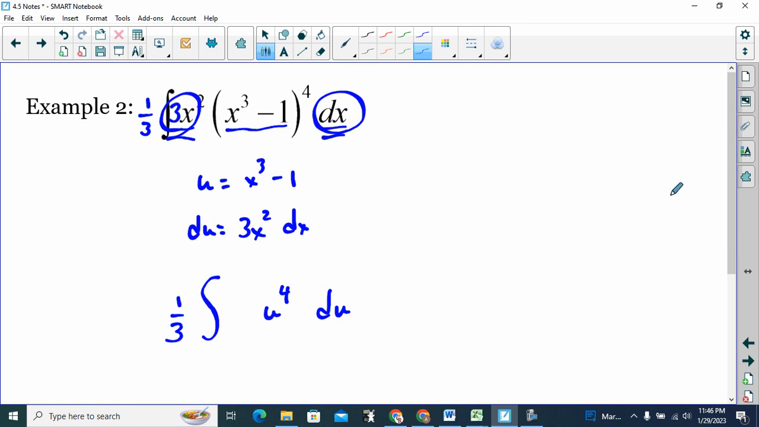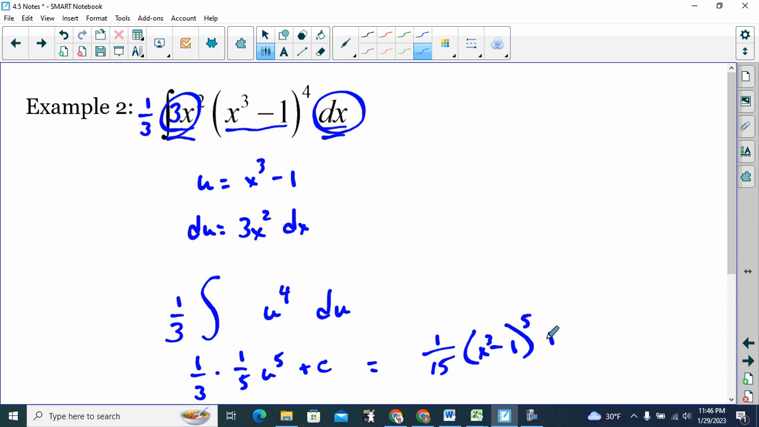Now I have changed everything to u's, and it is now in a form that I can integrate. The integral of u to the 4th is 1/5 u to the 5th plus c. We're just going to bring our 1/3 down. 1/3 times 1/5 is 1/15th. U to the 5th. U is x cubed minus 1, plus c.